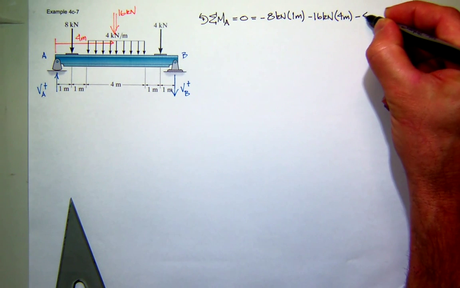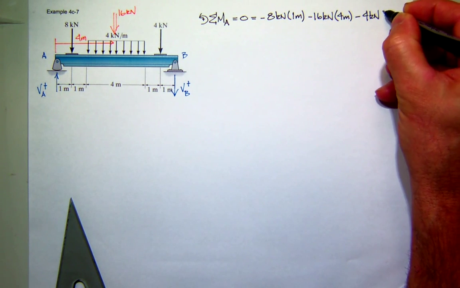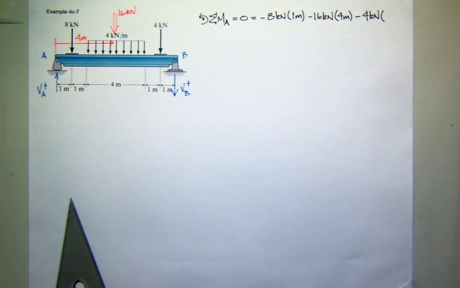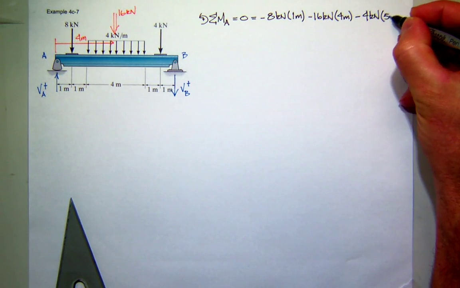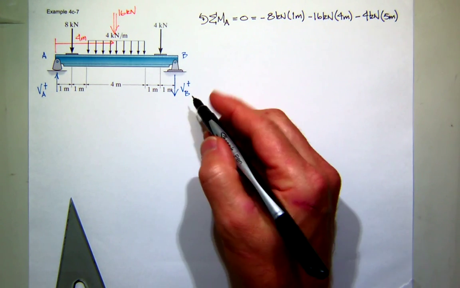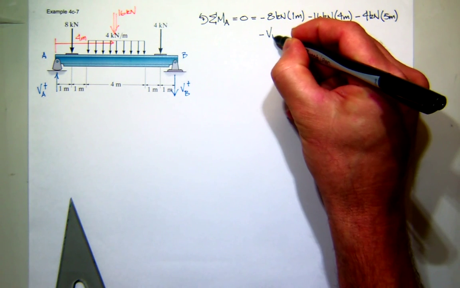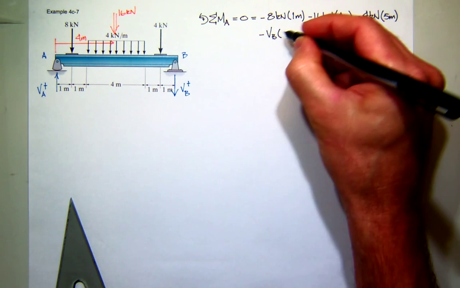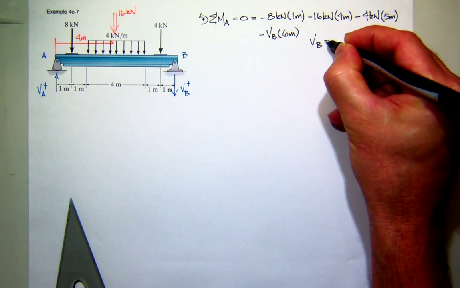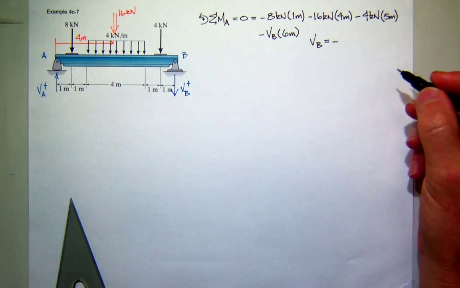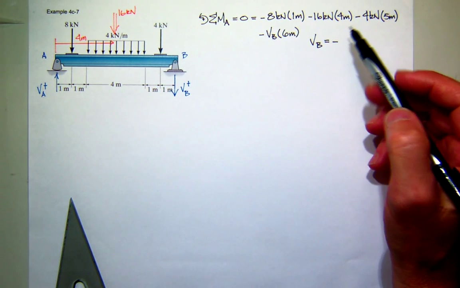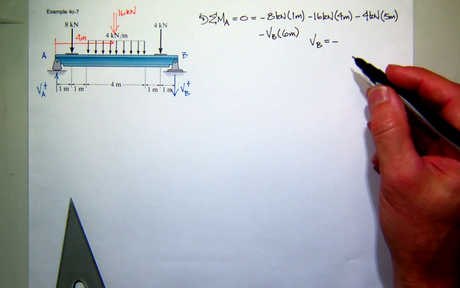And then minus 4 kilonewtons. And its moment arm is, let's see, 2, 4, 5. And then I have the shear at B, which also creates negative moment. And it has a moment arm of 6. So we should be able to solve for the shear at B. I think it's going to be negative. You're going to need to help me with this. 15.3. Anybody else get that?